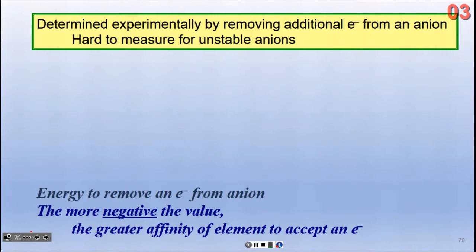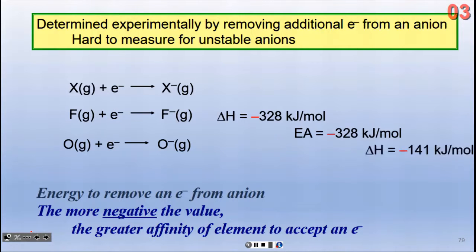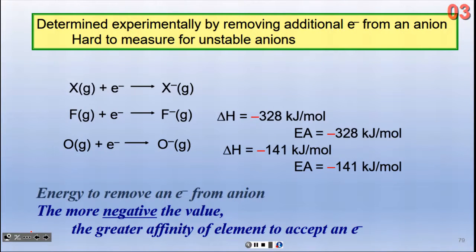These are determined experimentally by removing electrons from an anion. Some things are very difficult to measure. They're just plain unstable. And so if we're looking at these examples on the graph, that's why some of them were nearly zero values.